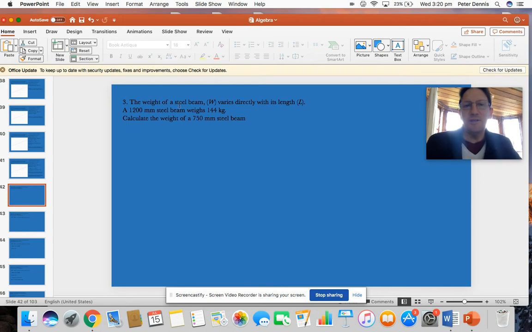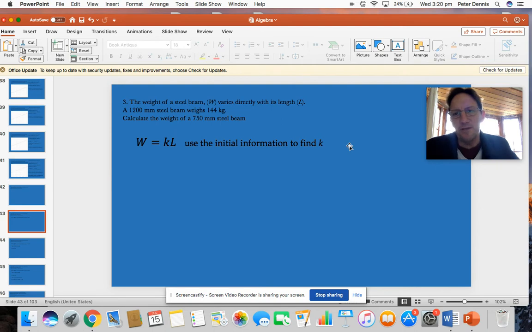There are lots of ways you can do this. I'd like to do it the proper way, I guess, is the right way to think of it. And that is we use this little formula here that W is directly proportional to L. So W equals K times L. This varies directly, so W varies directly with L. Then we're going to use the initial information to find K.